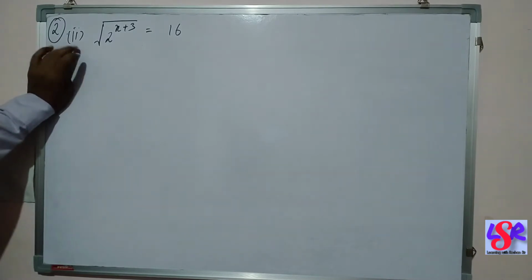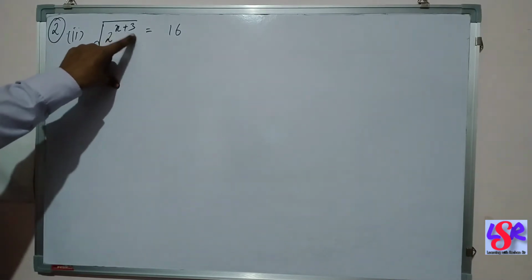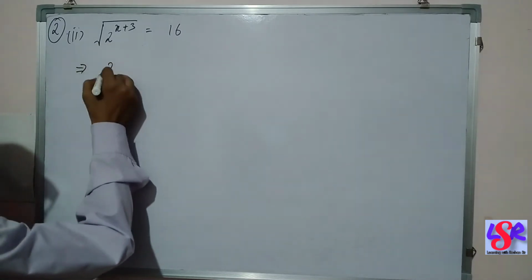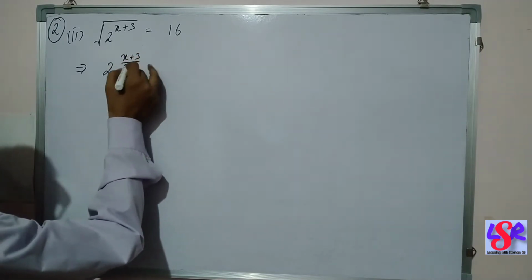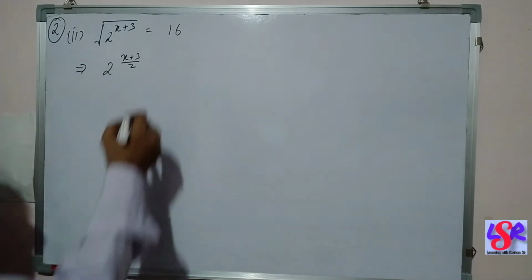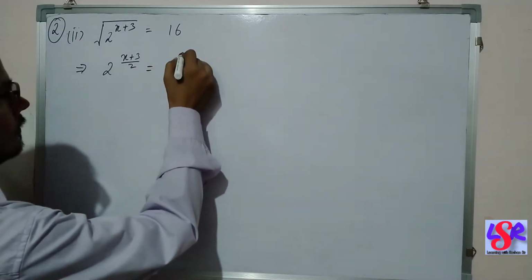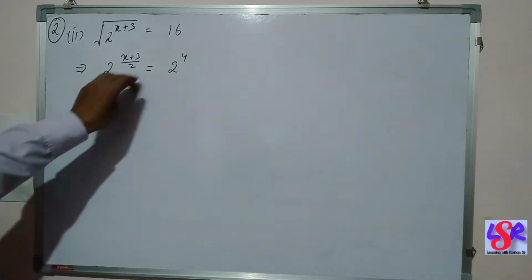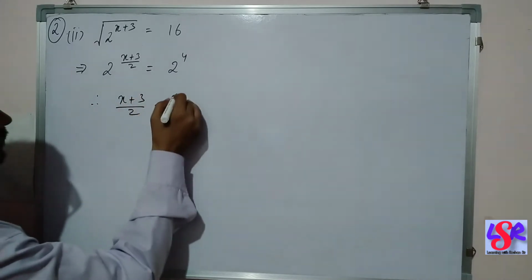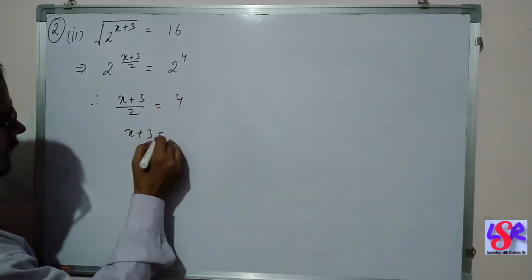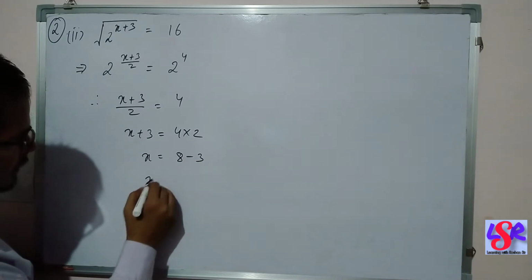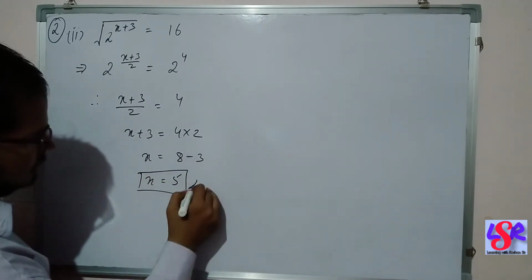Now we go with question number 2, second part. Here we are having 2 to the power x plus 3 in a root equals 16. Now this can be written as 2 to the power x plus 3 upon 2, as the root is equal to 1 upon 2 in the form of power. And here the 16 can be written as 2 to the power 4. Now here the bases are same, so the powers will be equated. Therefore, x plus 3 upon 2 equals 4. Now make a transpose, and here will be 4 into 2, that is x equals 8 minus 3, and x will be equal to 5 as answer.